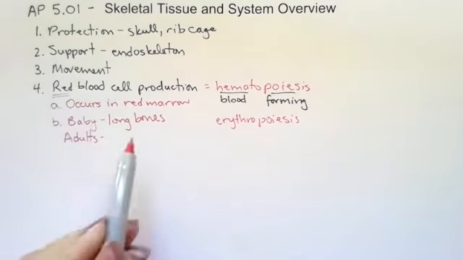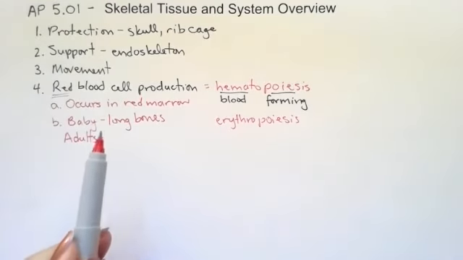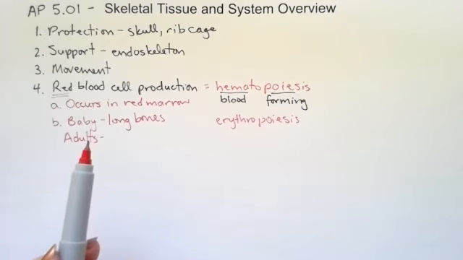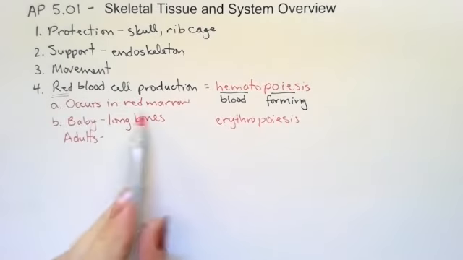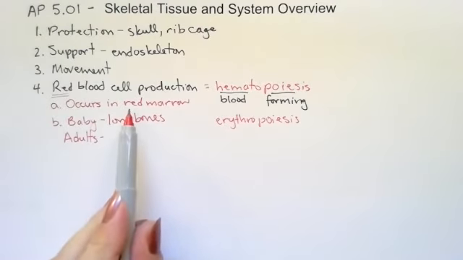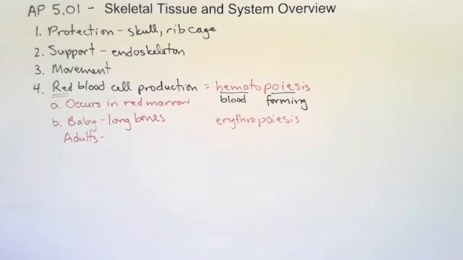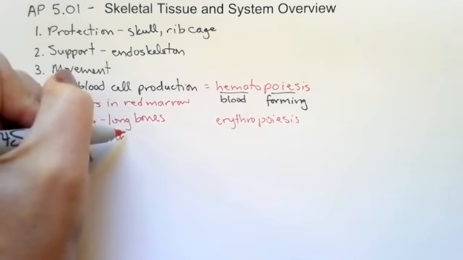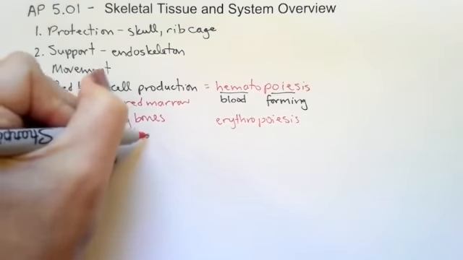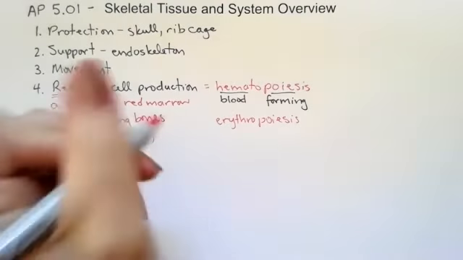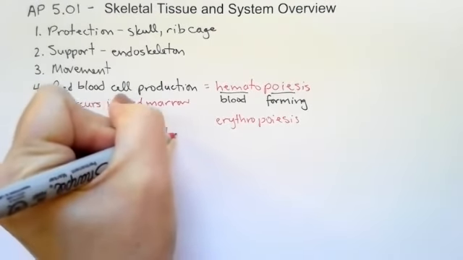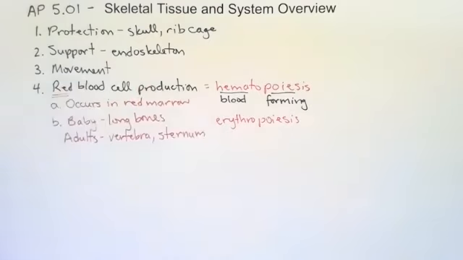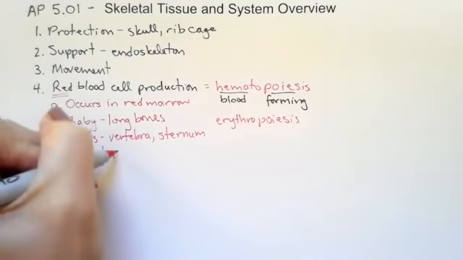It doesn't happen in your long bones. In fact, we're going to look at a long bone two lessons from now, and we're going to see that it's filled with actually a yellow marrow, not a red marrow. Well, for whatever reason, it shifts. And in adults, it takes place in the vertebra, the sternum, and in the top of the pelvis.